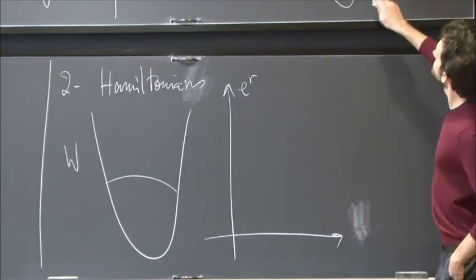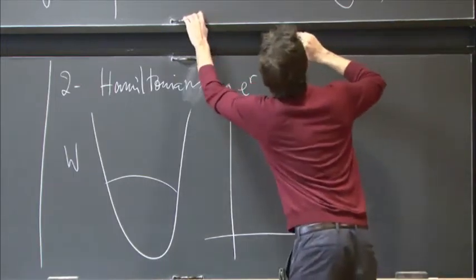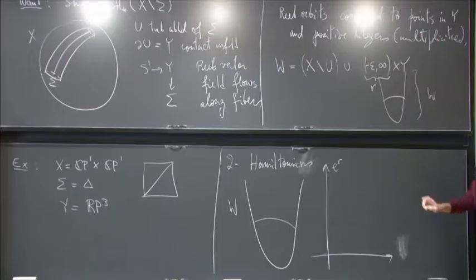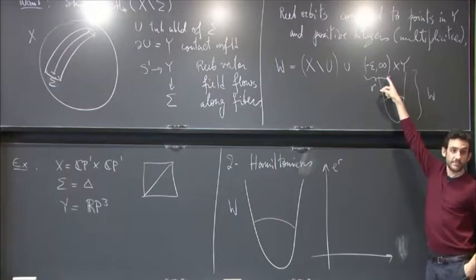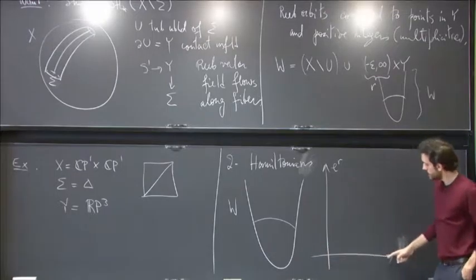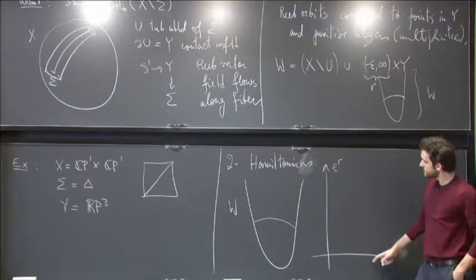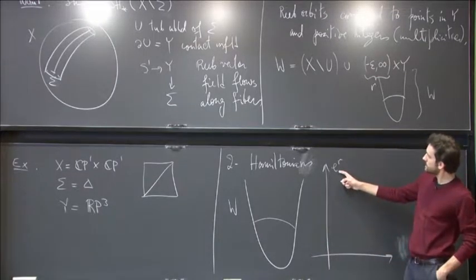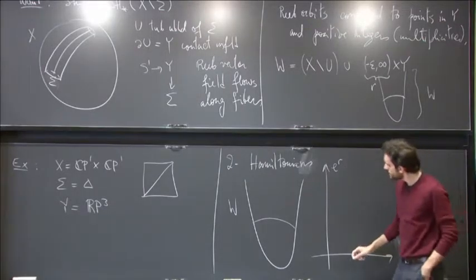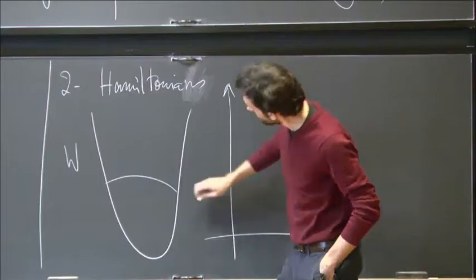Okay, so here, let me call R the coordinate in this half infinite end. Now in this coordinate axis I write e to the r, and then here I'll draw the Hamiltonian. So my Hamiltonian will be fairly special.